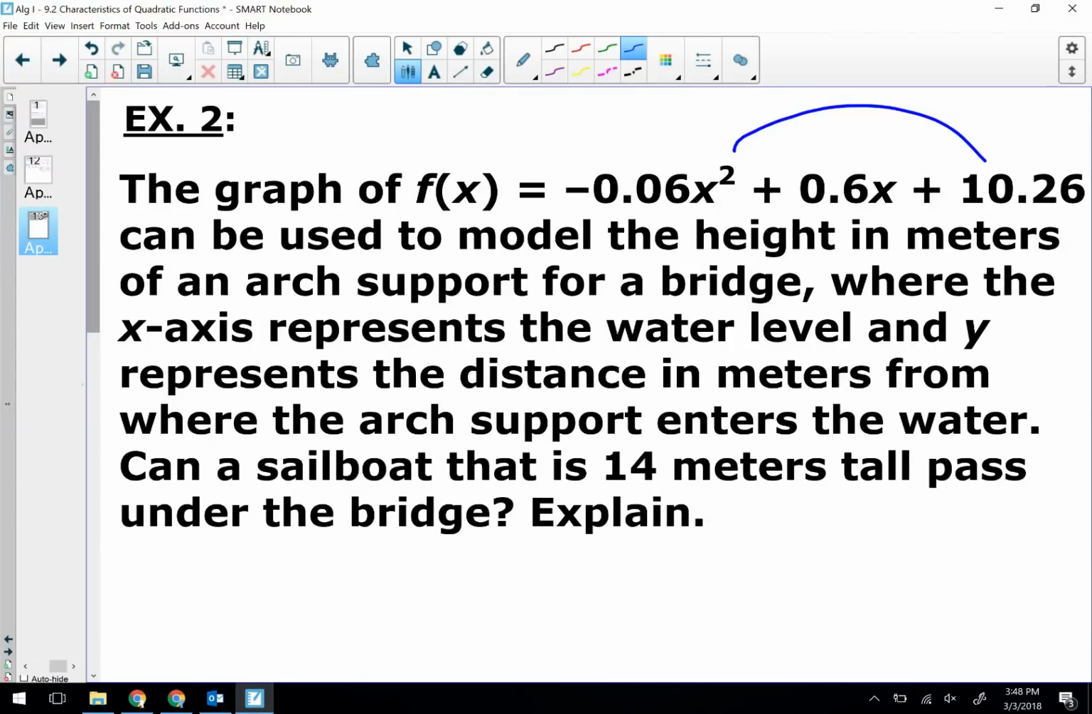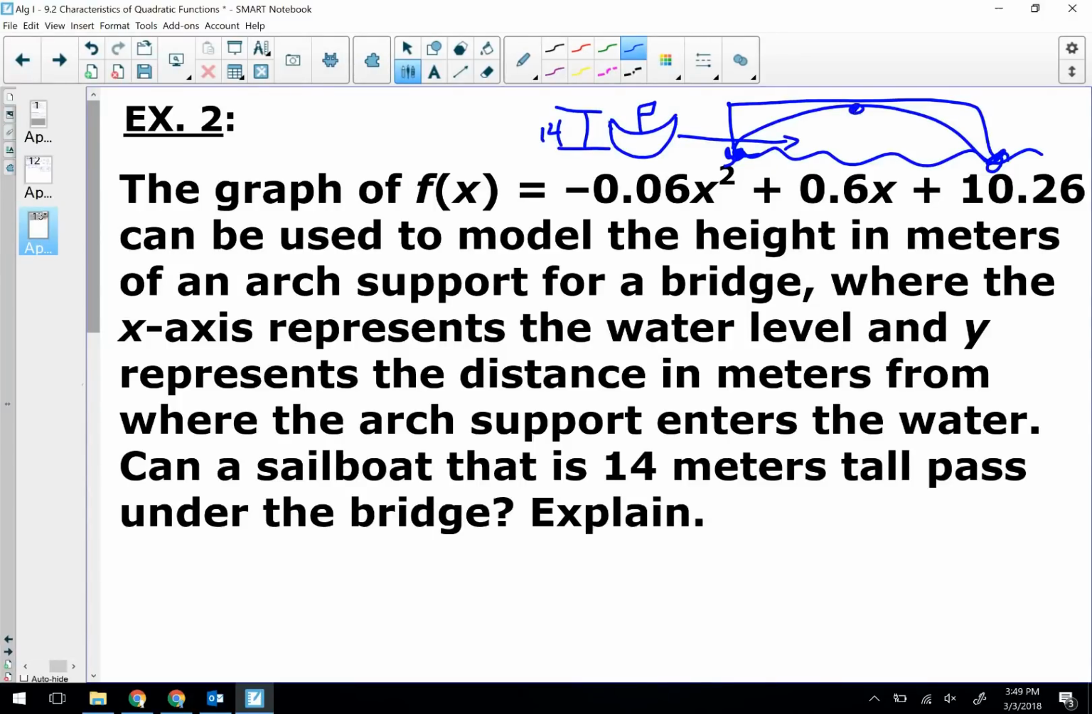Just like this one. The graph of this function, f of x, can be used to model the height in meters of an arch support. So like we got a bridge here. Here's my arch support for the bridge, where the x-axis represents the water level, and the y represents the distance in meters from where the arch support enters the water. Can a sailboat that is 14 meters tall pass under the bridge? So I got my sailboat coming along, going to try to fit underneath. It's 14 meters tall. Can it fit?